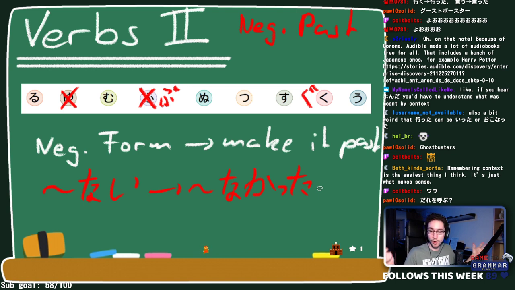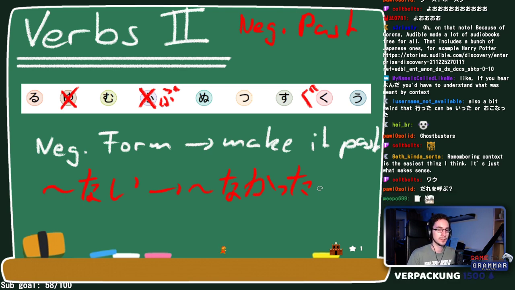So we now know all four. We know the normal form, we know the past tense, we know the negative, and we know the combination, the negative past tense. Again, let this sink in. Negative past tense, take the negative that we learned first, and just change nai to nakatta, which is just the past tense of nai. That's all it is.